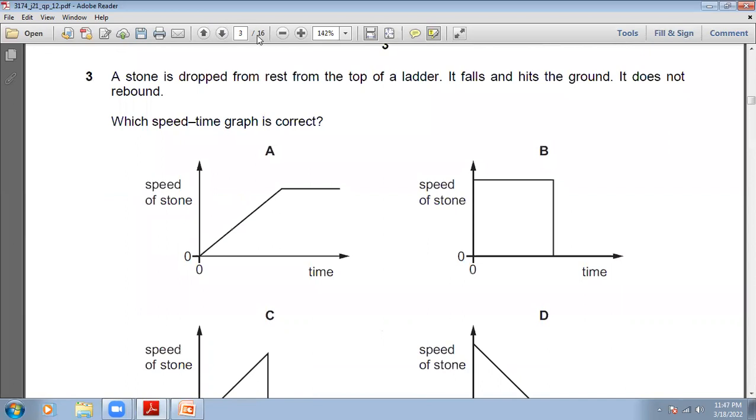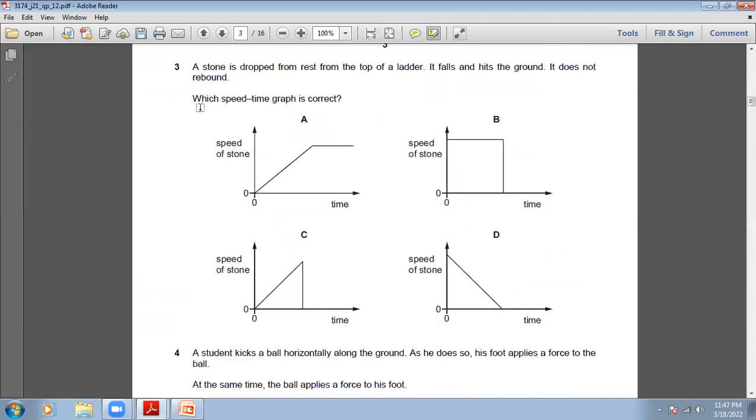He says, okay, so we have to reduce the size. Okay, a stone is dropped from rest from the top of a ladder. It falls and hits the ground. It does not rebound. Which speed time graph is correct?